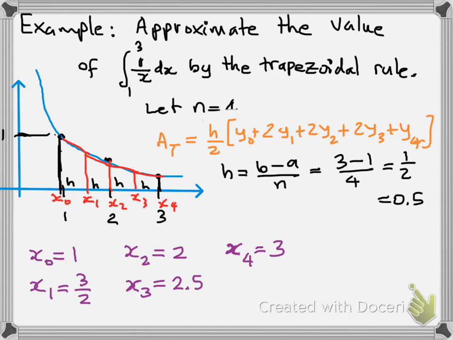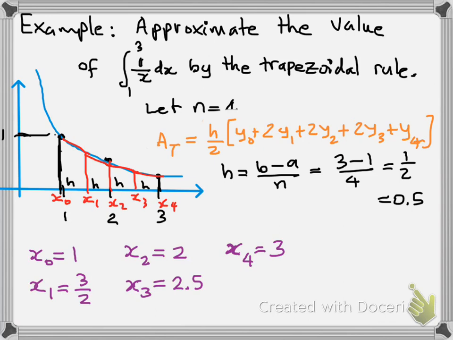Okay, so if we're going to do this, first of all, our formula that we are using is A sub T, which is h over 2 multiplied by y sub 0 plus 2 times y sub 1 plus 2 times y sub 2 plus 2 times y sub 3 plus y sub 4. And we said that h is (b minus a) over n. In this case, b is 3, that's the end point, and the initial point is 1. So 3 minus 1 divided by 4, that's 2 over 4, which is 1/2.